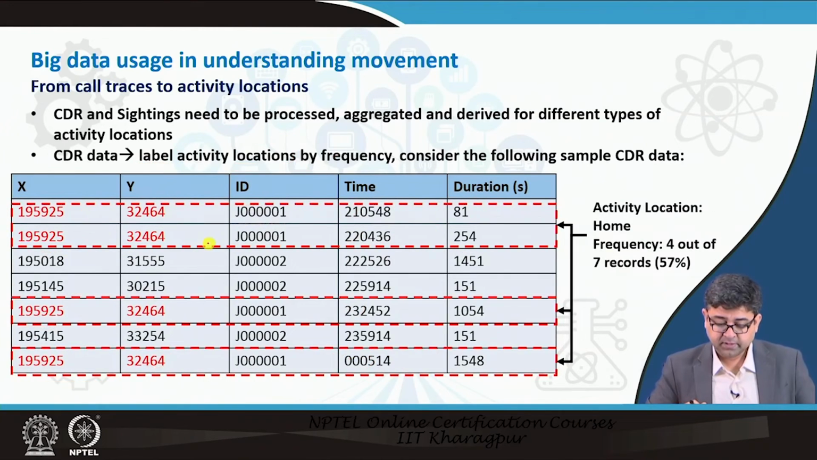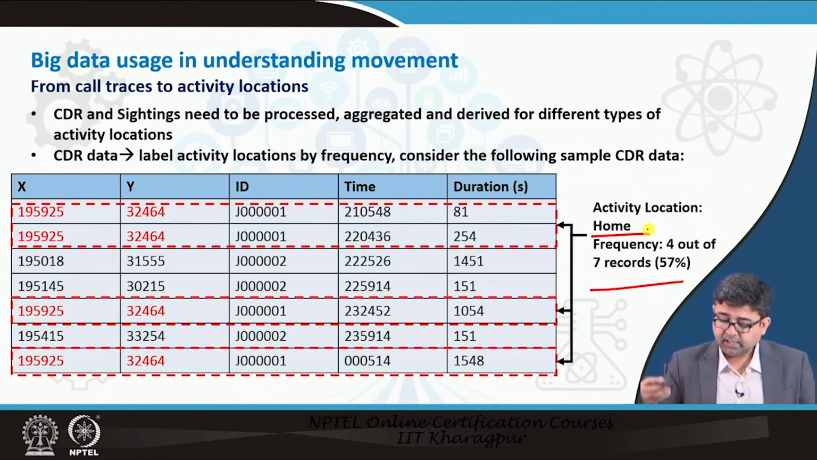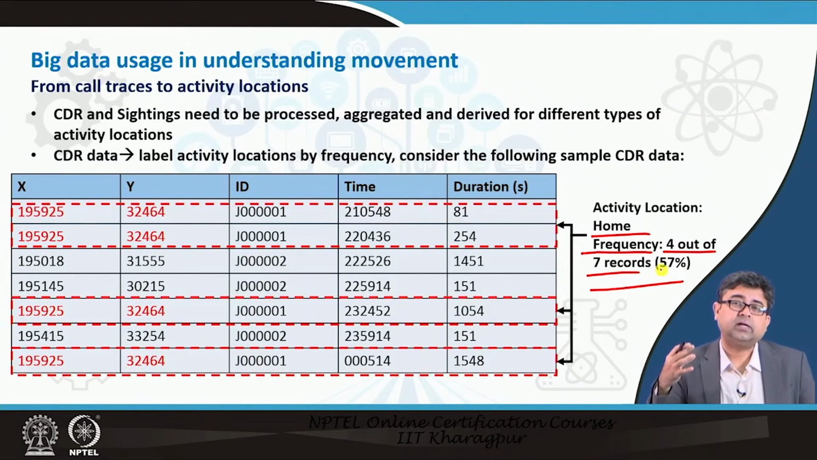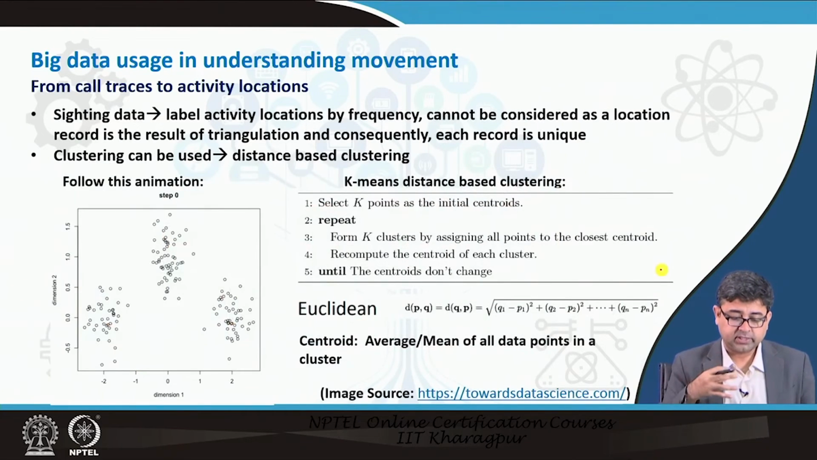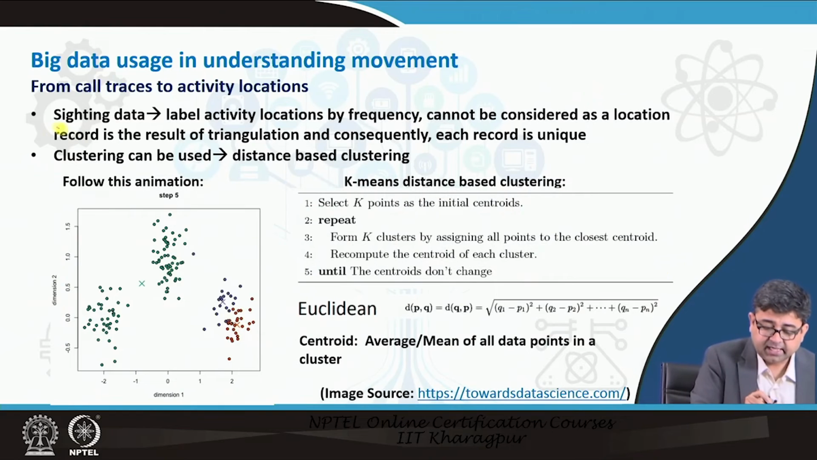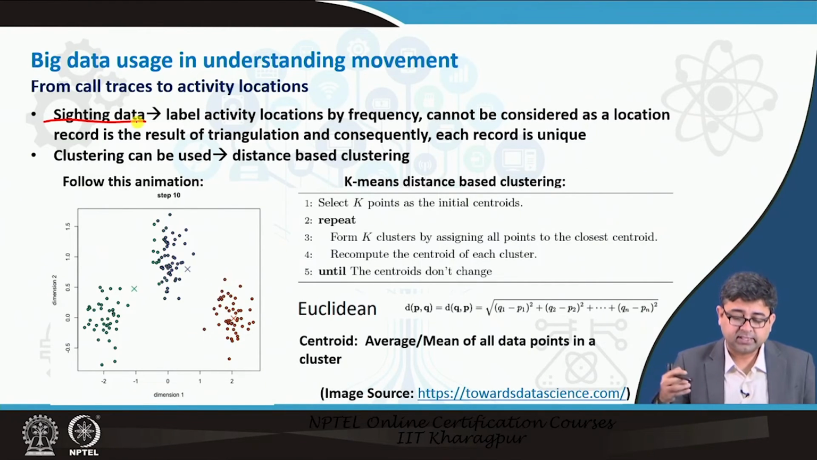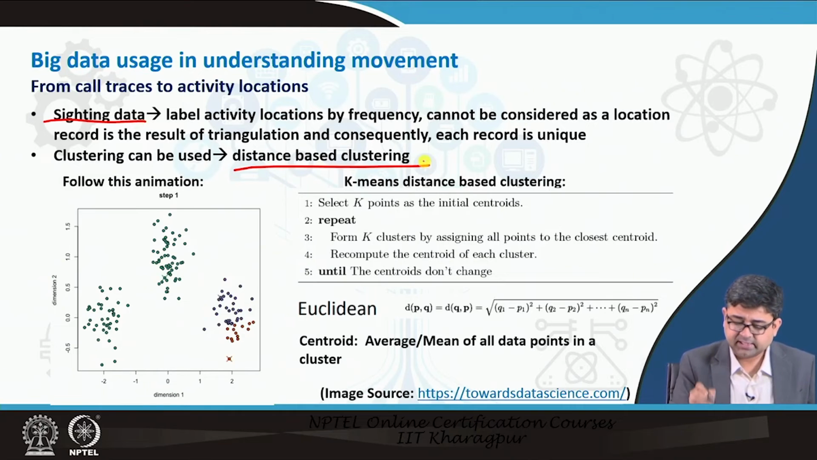Of course, like I said, the activity location home can be inferred because the frequency is 4 out of 7 records show that he or she is making these calls at these different times. So, with a certain amount of confidence we can say that that is his or her home location. Now, how can sighting data be used? Sighting data can be used to determine the activity locations by something called distance based clustering.